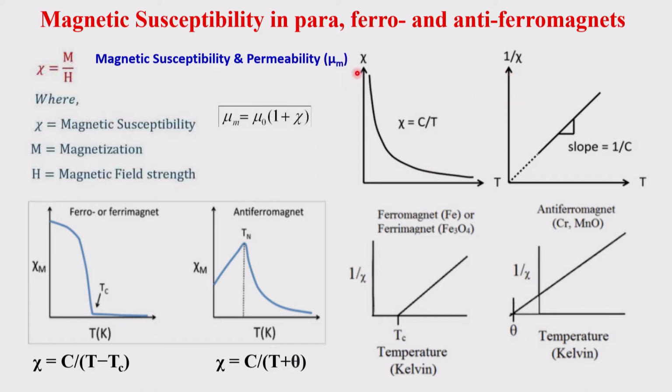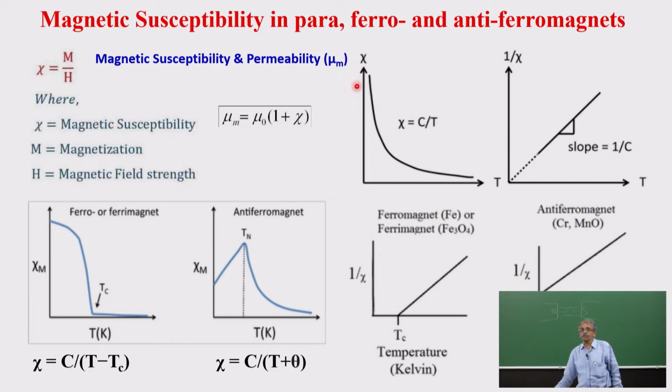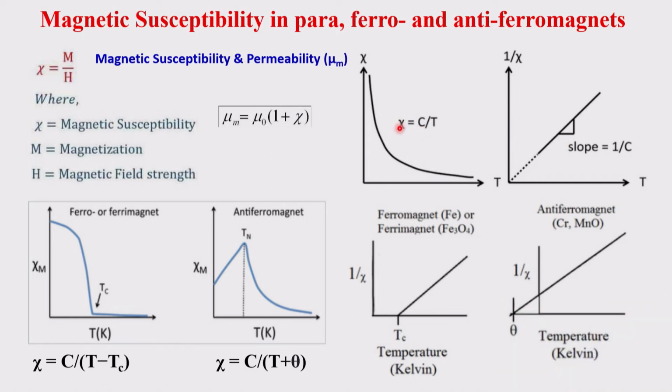Now if you plot 1 by chi against temperature, you get a straight line, and when you extend it, it goes through the origin, and the slope of this line is C. So the susceptibility is the slope divided by the temperature.